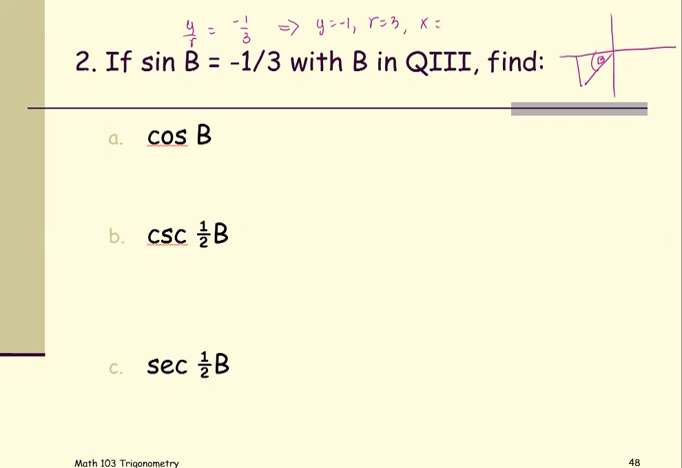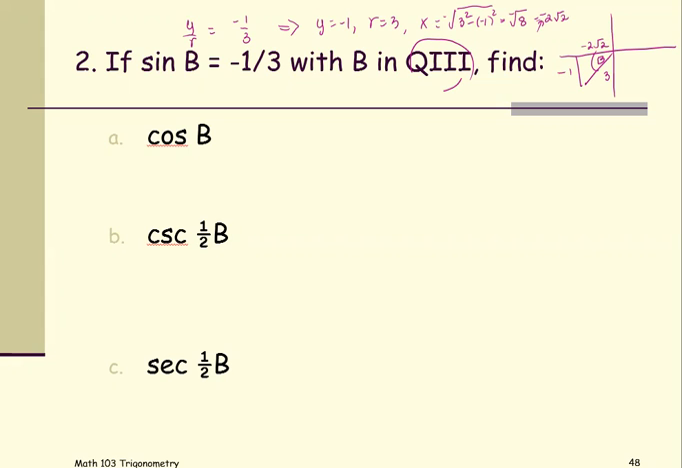To find x using the Pythagorean theorem, square root of r squared minus y squared, or 9 minus 1, or the square root of 8, which simplifies to 2 square root 2. And again, in the third quadrant, x is going to be negative. Now we have negative 2 square root 2 for x, negative 1 for y, and r is 3. Use these three numbers to answer the rest of the problems.